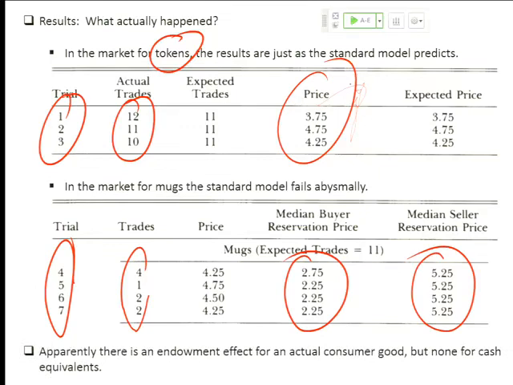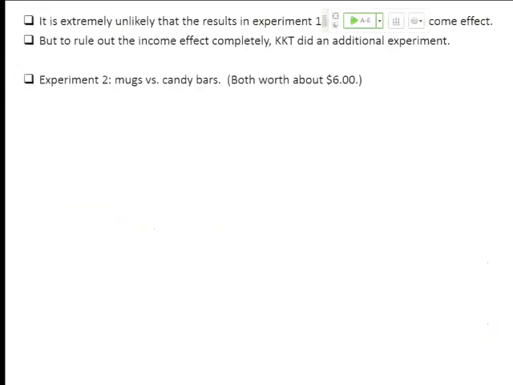So apparently there's an endowment effect for an actual good, but not for a cash equivalent, which is reassuring in some sense. It's extremely unlikely that these results are caused by the income effect. The value of the mug is no more than about $5 or $6. There's no way that if I gave you $6, you'd suddenly go to the store and say, oh, you know what? Yesterday, before Professor Ackley gave me this $6, I was only willing to give $2.75 for a Cornell mug, but now that I have $6, I'm actually willing to go and give half of it in additional payment for the mug. Not super likely, unless I told you that you were only allowed to spend the $6 on the mug.